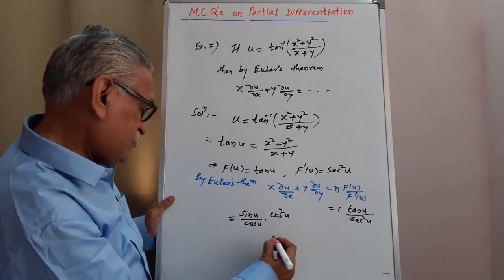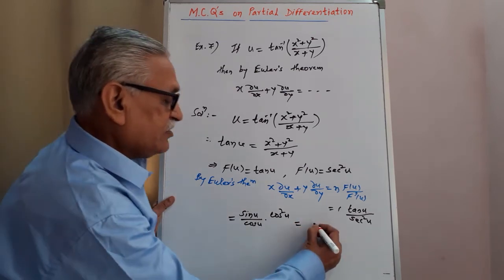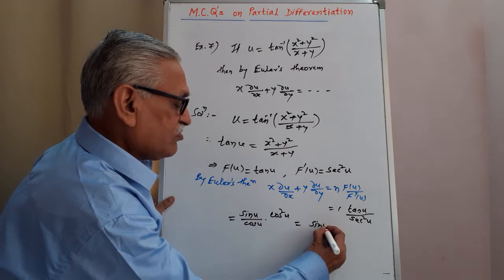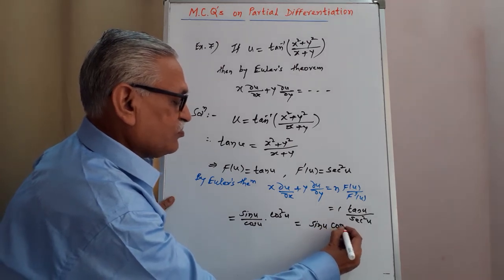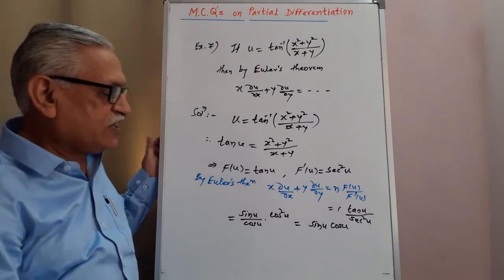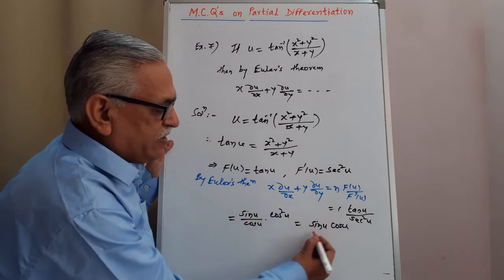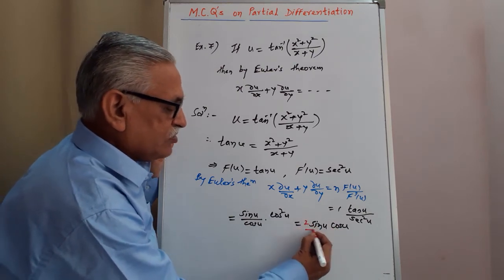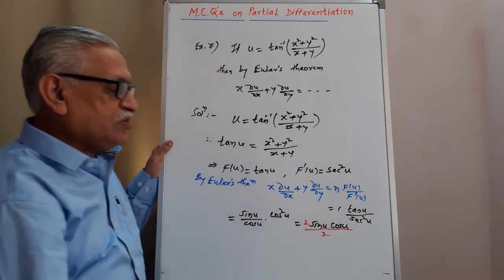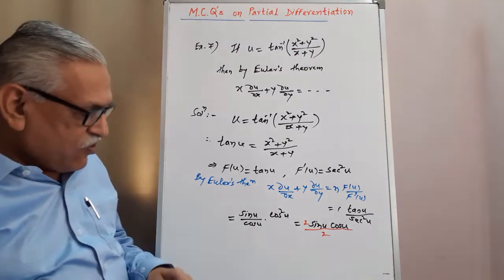One cos gets cancelled, we get sin u into cos u. In the required form or required option, we multiply it by 2 and divide by 2, so that we get the required form.